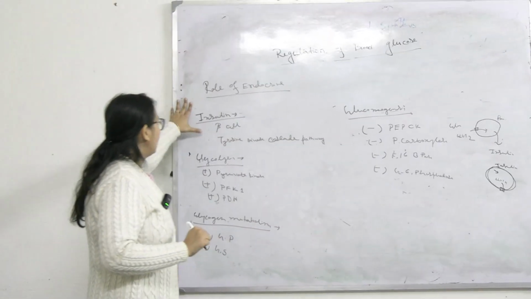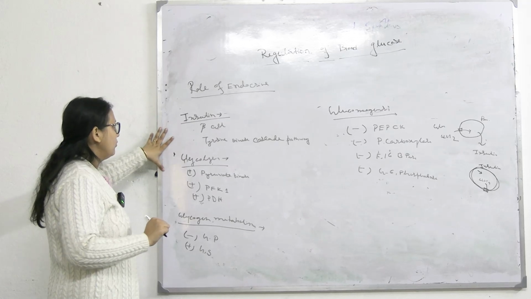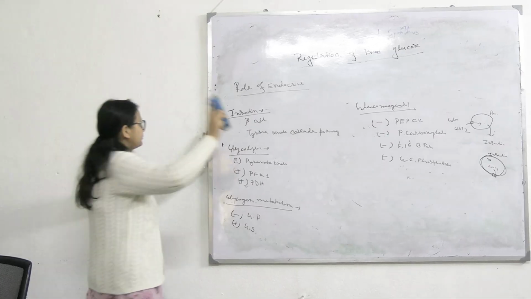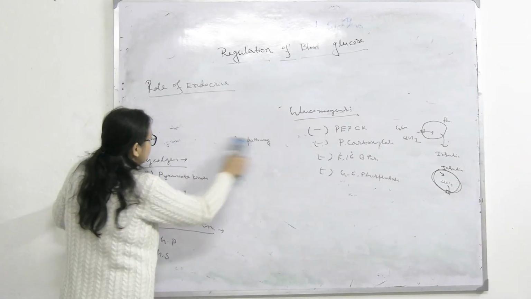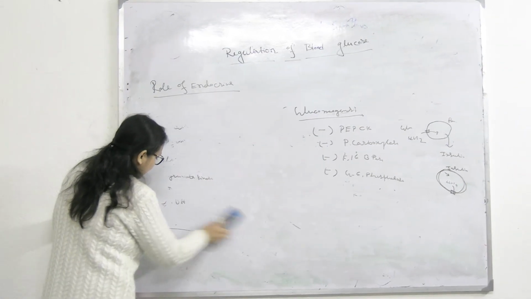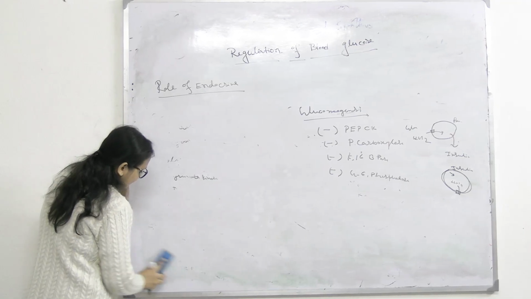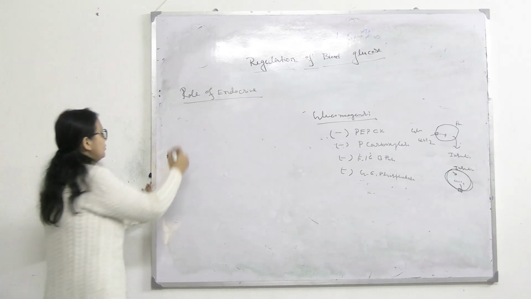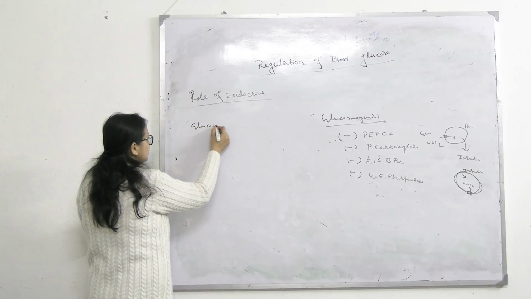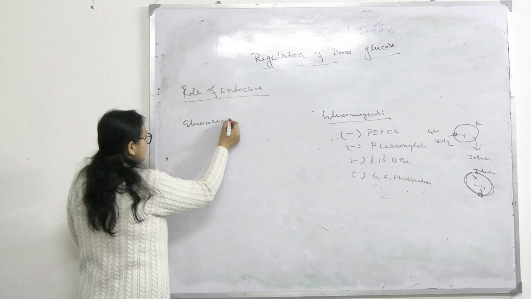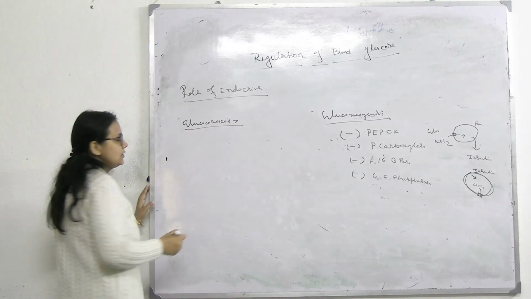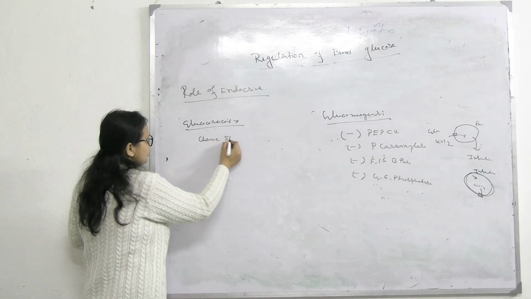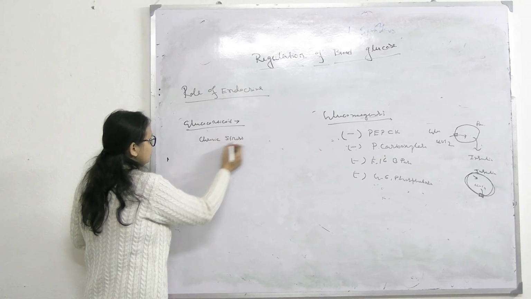so the role of glucagon and the role of insulin is completed. Now the role of glucocorticoid and the role of catecholamine. Role of glucocorticoid. Glucocorticoid is synthesized in chronic stress condition.